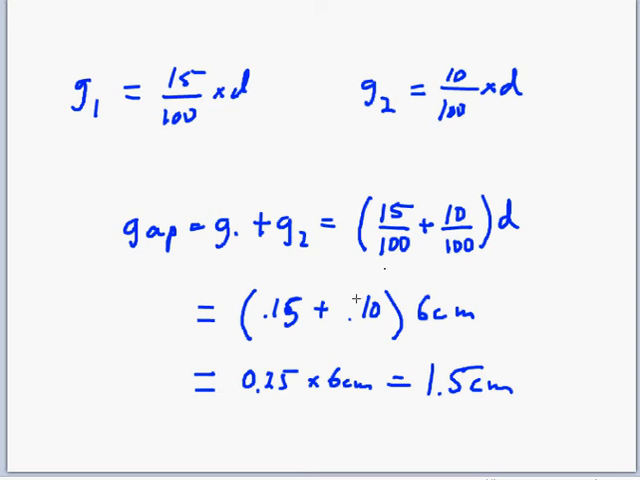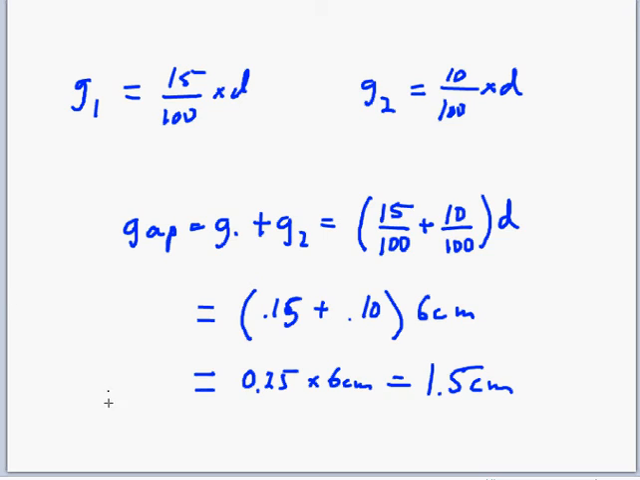15 divided by 100 is 0.15. 10 divided by 100 is 0.1. We're multiplying by our depth, which is 6 centimeters. So that's a total of 0.25 times 6, which is 1/4 of 6, which is 1.5 centimeters. So that's what I was doing in my head, actually. Just taking this lower jaw and the upper jaw, and adding them together, which is 25 divided by 100, and multiplying by our depth, which is 6.